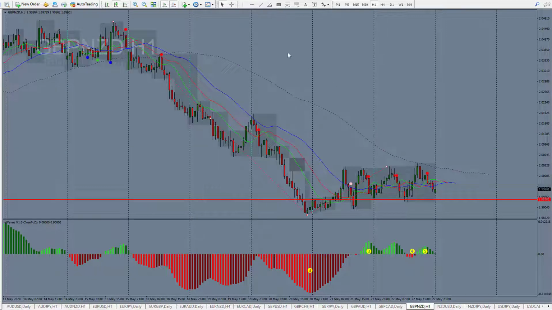Something to look at. The box is a little bit big at the moment. I would rather want this box to be tightened during this session. So pound New Zealand dollar is a sell.